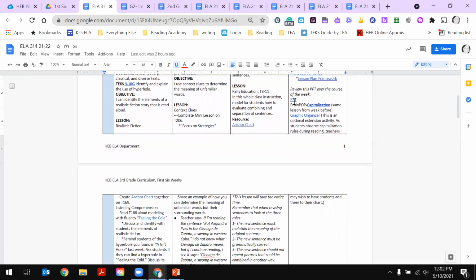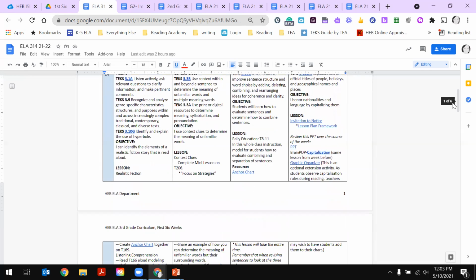So you have a PowerPoint that's going to have different things in it. So you just pick maybe a slide a day to cover. You have Brainpop listed in here, and then you have a graphic organizer that you can use later on in the week as well. So you're going to see a little bit more put in there that you didn't see prior to.